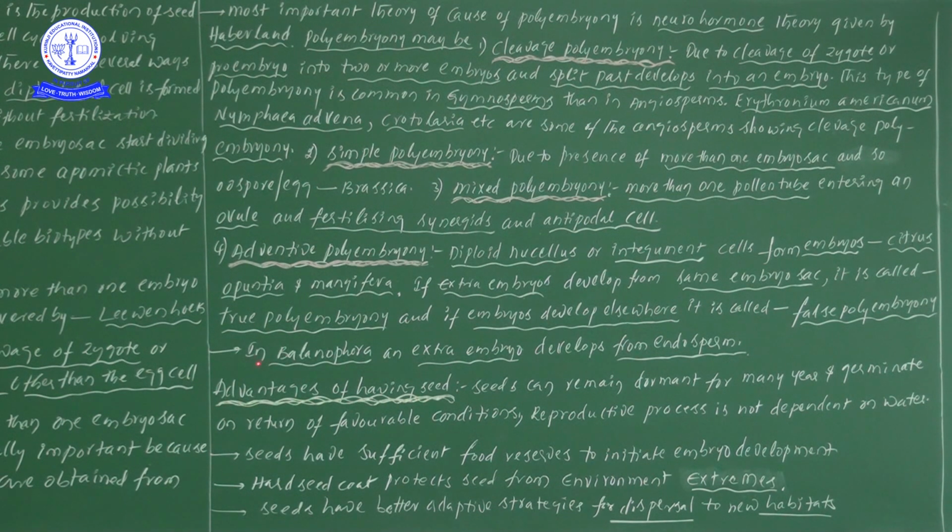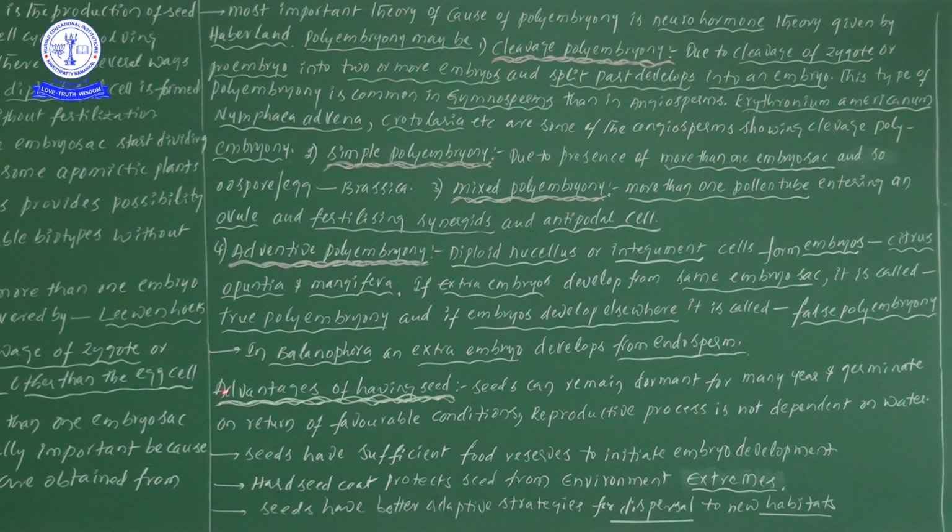Once you see Balanophora, Rhizophora, likewise parasitic plants, in Balanophora an extra embryo develops from the endosperm. Once you see, embryo development is there, but the embryo is not developing from any part of the embryo sac, it is developing from the endosperm.